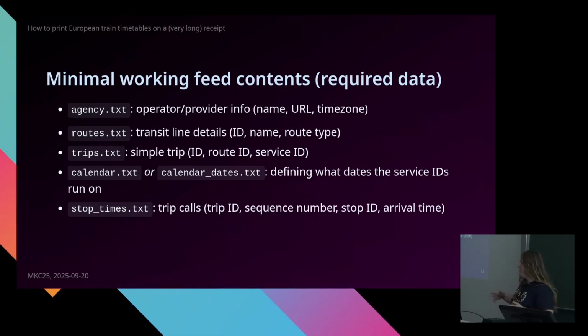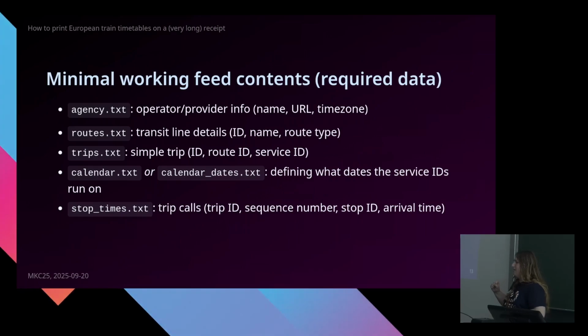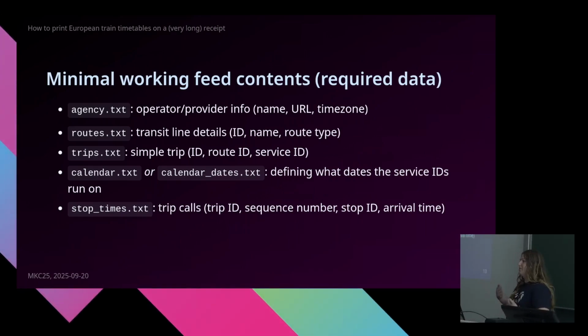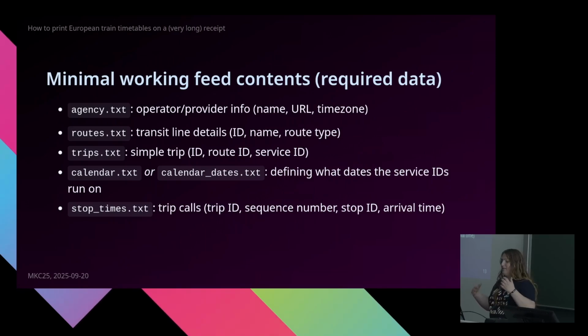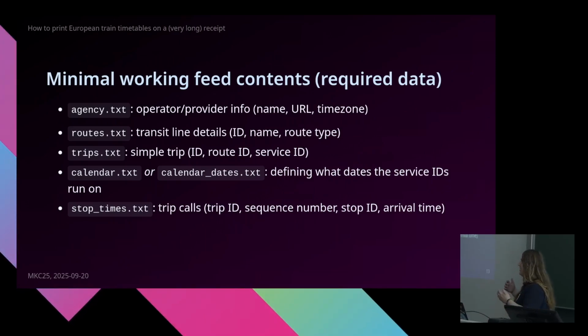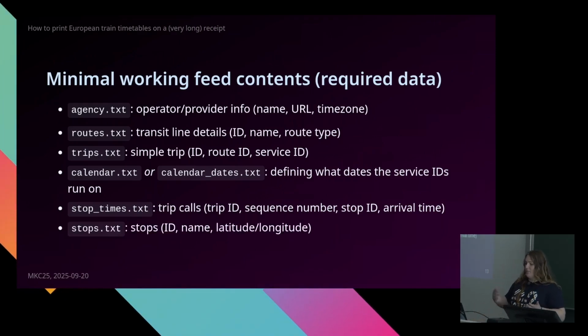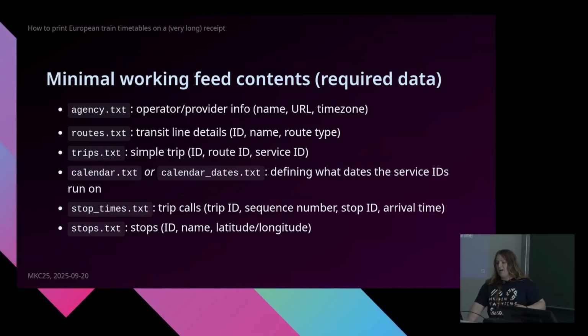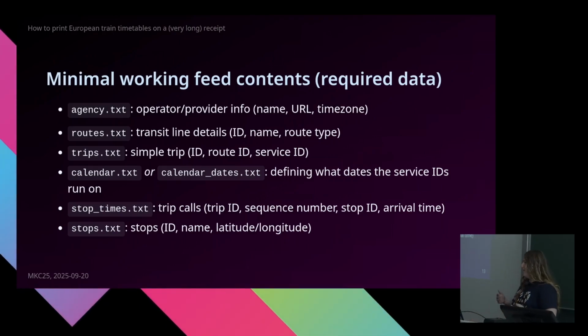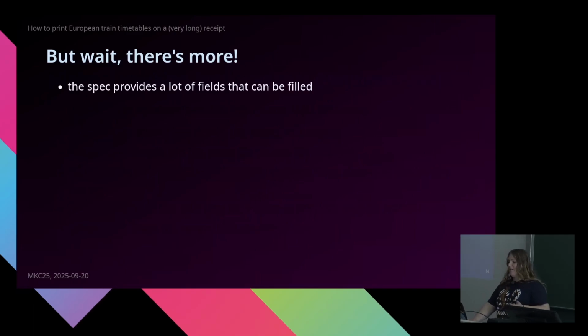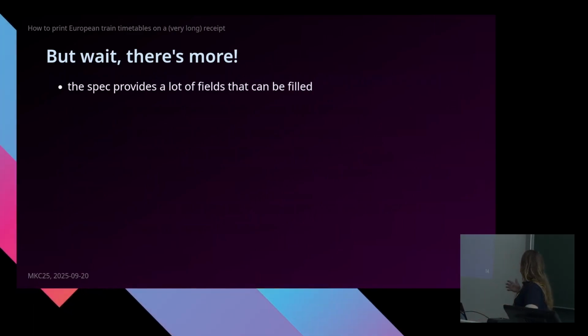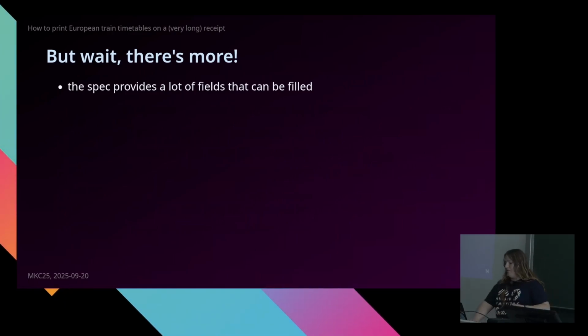In the minimal feed, we only actually need an arrival time. We do not need a departure time. So again, this is made to be as simple as possible with only one time. That's one timestamp that is actually required to be displayed. And then we also have the stops, which basically just have names and coordinates. Now this does seem pretty basic, and it is. There's a lot more fields that can be filled, and they're all optional.